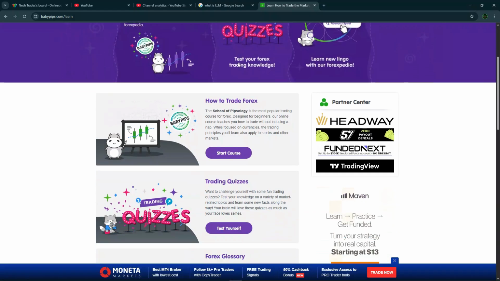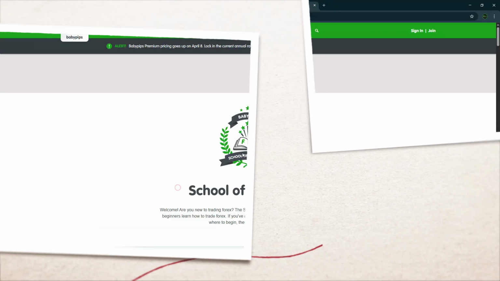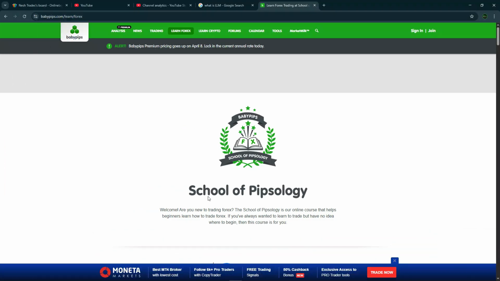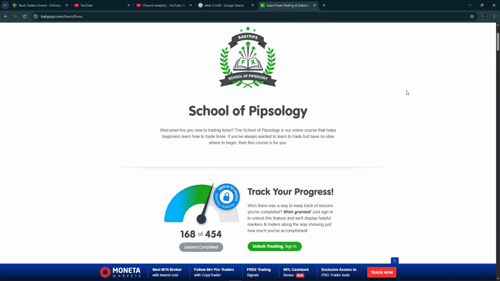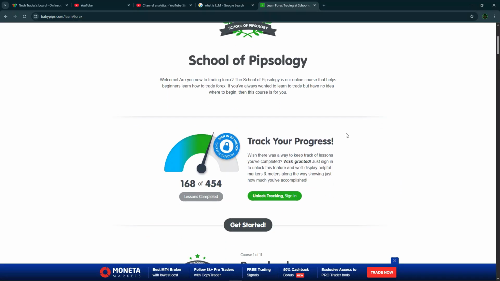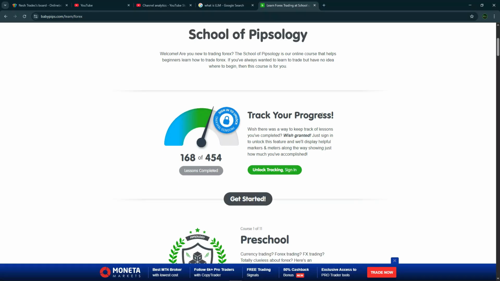So you scroll down until you find this Start Course. Maybe you can click How to Trade Forex or press this button here. Any of them takes you to the School of Pipsology. So this is where we are going to get started, and then when you scroll down you can see track your progress. You can register for a free account, and then you can track every progress as you go.